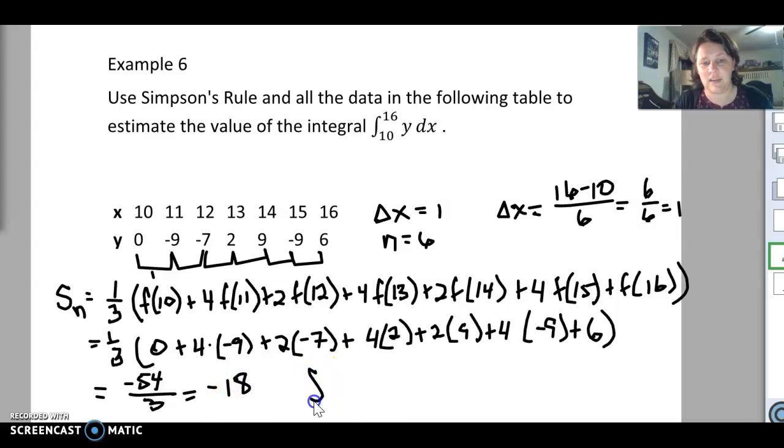Now if we go ahead and integrate this equation, actually we can't. Nope, that's not going to work. Just negative 18 is all that we can do on that one.